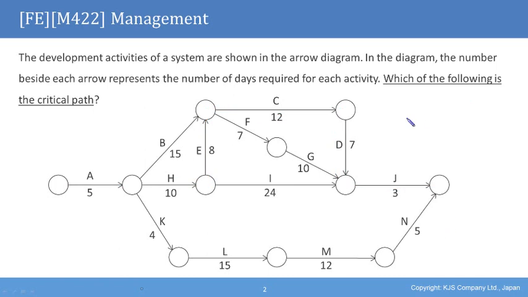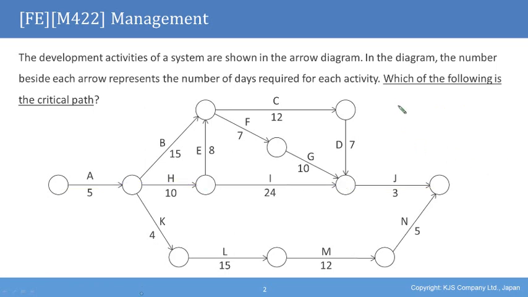Next, option C was the path A, H, I, J, which is the straight line here. Then we see 5 plus 10, which gives 15, plus 24, which gives 39, plus the 3, which is 42.